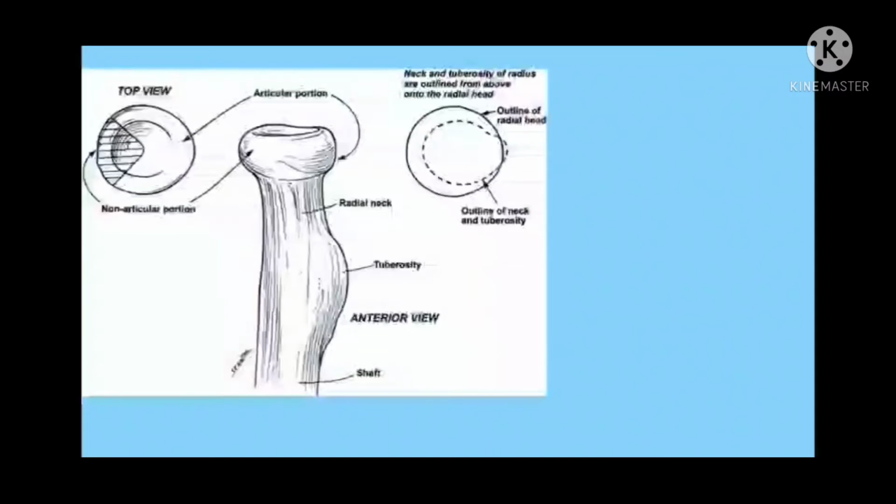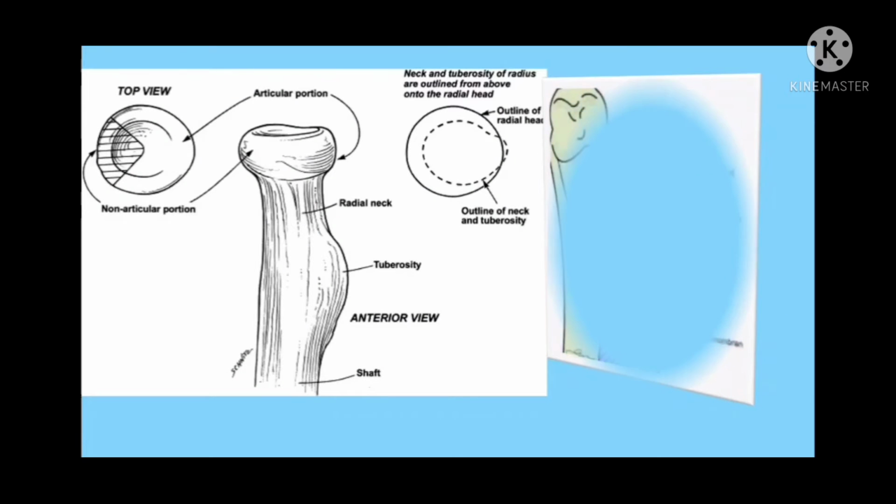Next, entering into the features to be discussed, the head is disc shaped and is covered with hyaline cartilage. It has a superior concave surface which articulates with the capitulum of the humerus, forming the elbow joint. The circumference of this head is also articular, as it articulates with the annular ligament. And next, coming to the neck, it is enclosed by the lower margin of this annular ligament.